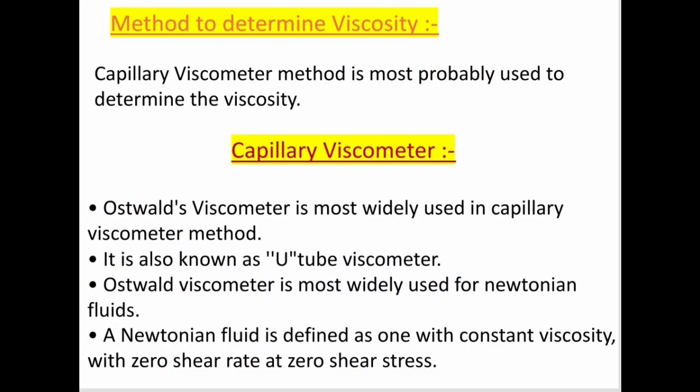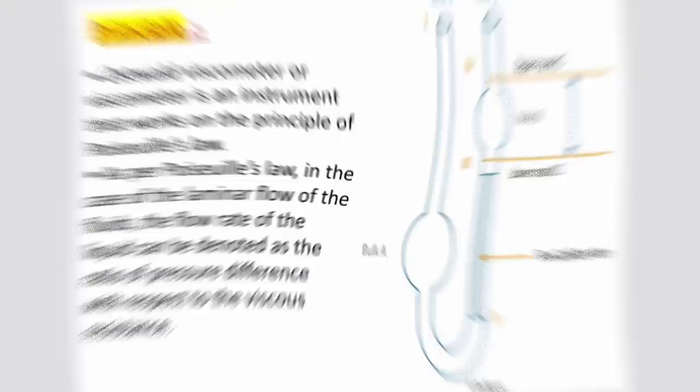Method to determine viscosity. Capillary viscometer method is most commonly used for determining the viscosity. Capillary viscometer. First point. Ostwald viscometer is most widely used in the capillary viscometer method. Second point. It is also known as U-tube viscometer. Third point. Ostwald viscometer is most widely used for Newtonian fluids. Fourth point. A Newtonian fluid is defined as one with constant viscosity with zero shear rate at zero shear stress.